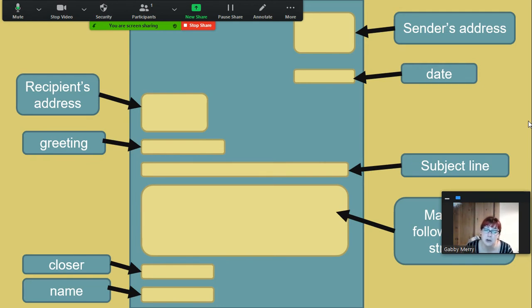The main body follows that IPPPC structure, and at the end, we need some way of saying goodbye before we put our name. So if we used their name at the start in the greeting, we use yours sincerely to say goodbye. If we don't know their name, we would use yours faithfully. They are words that the examiners would expect you to know how to spell. So if you're feeling wobbly on those, please practice and double check them.